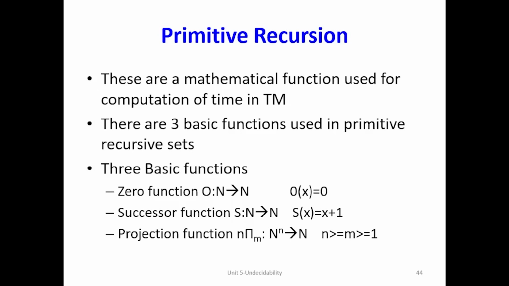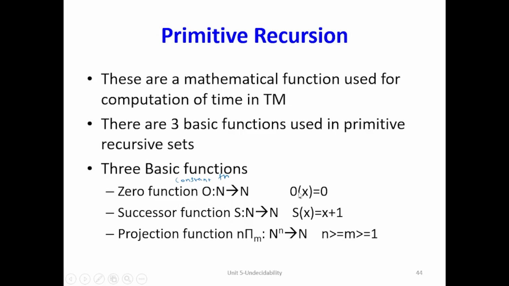So what are the three basic functions? The zero function, which is also called the constant function. Another one is the successor function. Then the third one is the projection function. So these are the three basic functions. Using these only, recursive functions can be framed.